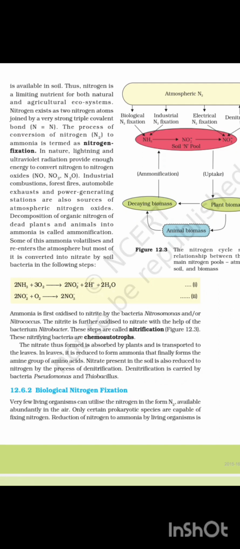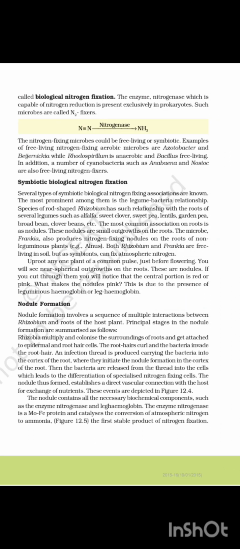12.6.2 Biological nitrogen fixation. Very few living organisms can utilize the nitrogen in the form of N2 available abundantly in the air. Only certain prokaryotic species are capable of fixing nitrogen. Reduction of nitrogen to ammonia by living organisms is called biological nitrogen fixation. The enzyme nitrogenase, which is capable of nitrogen reduction, is present exclusively in prokaryotes. Such microbes are called nitrogen fixers. The nitrogen fixing microbes could be free living or symbiotic.